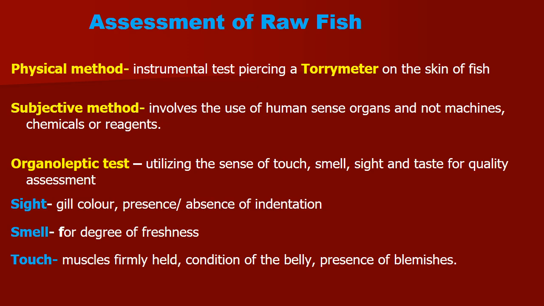And then there is touch. Muscle normally will have a firmness when we touch or press with a finger. We can also check the condition of the belly, the flabbiness, and also the presence of any blemishes. So these are the visual tests, or use of humans, for the subjective method.